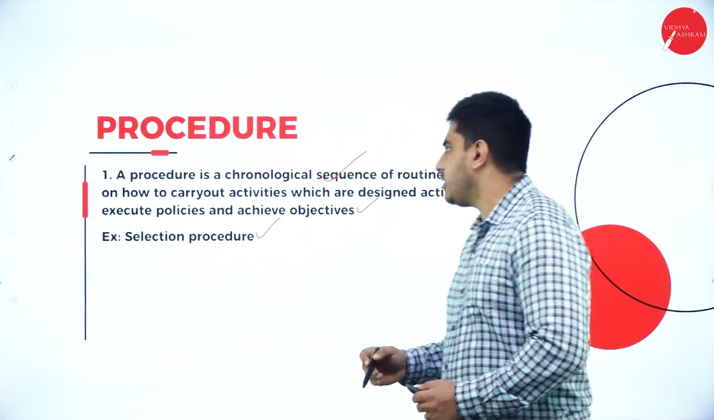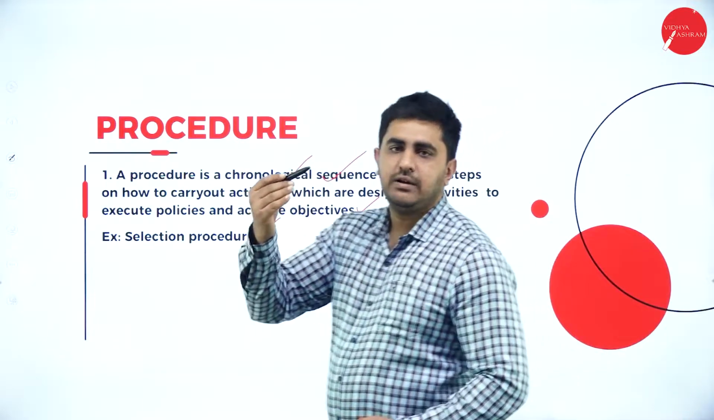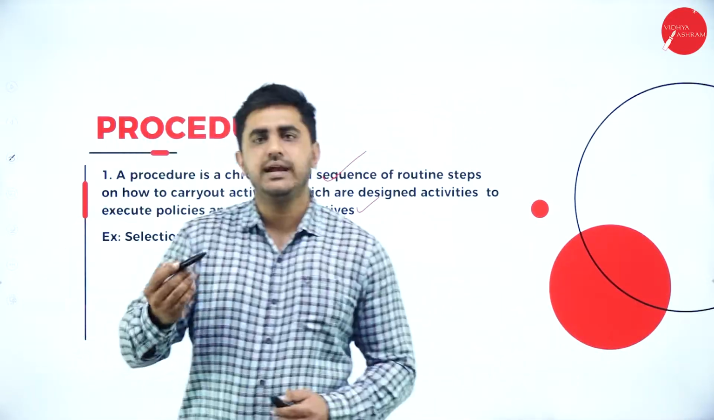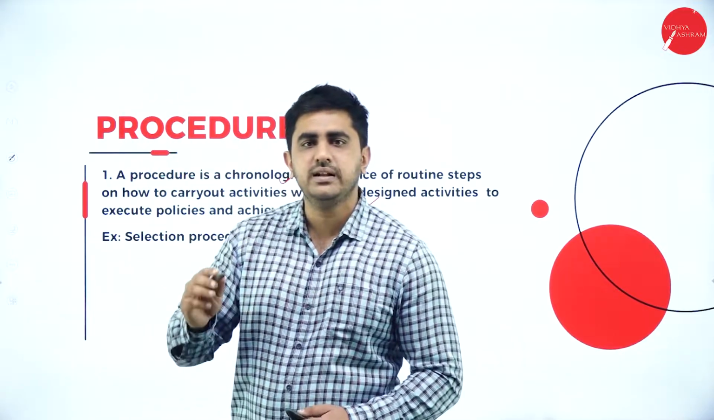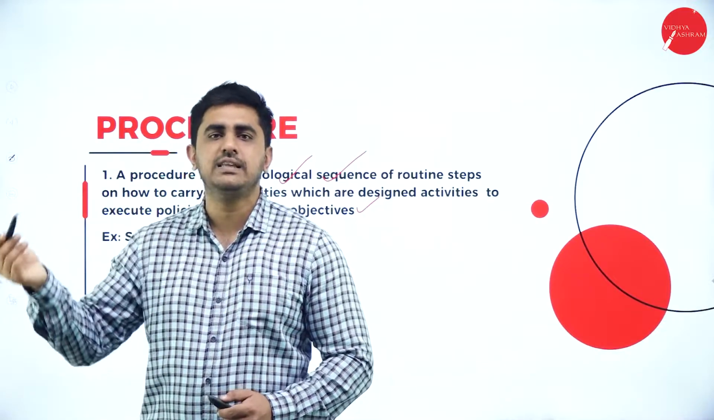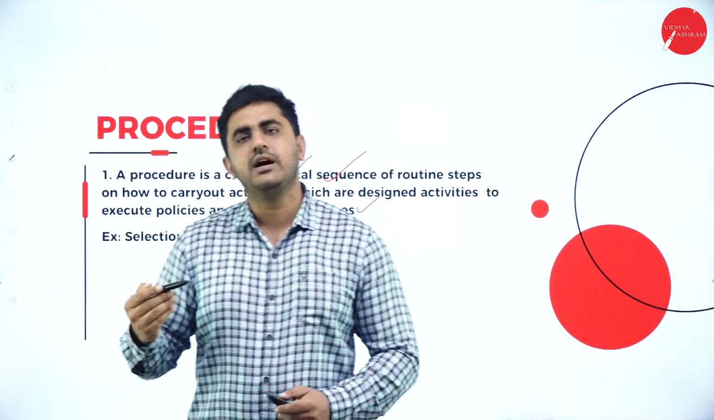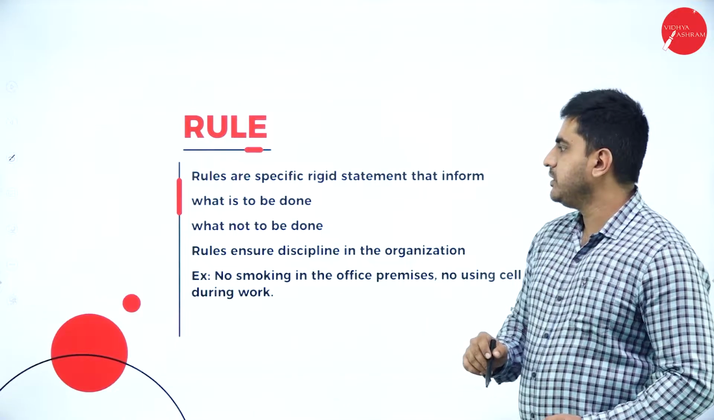So here there is a chronological sequence of steps. That is, first they have to apply, then they have to take the aptitude test. After clearing that, they have to go for group discussion. After clearing the group discussion, they will have to go for interview, and ultimately they will be selected. Everything is in a chronological form. This is called procedure. So next we will go for rule.